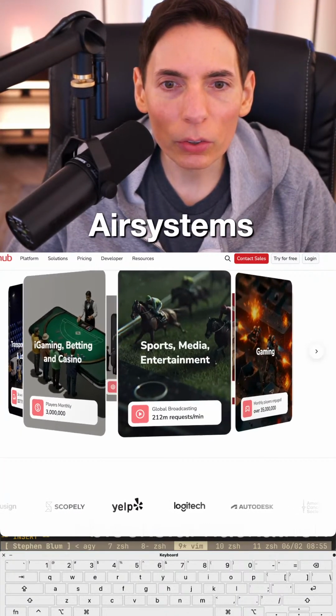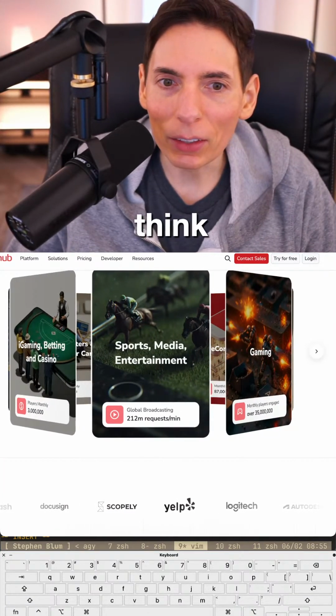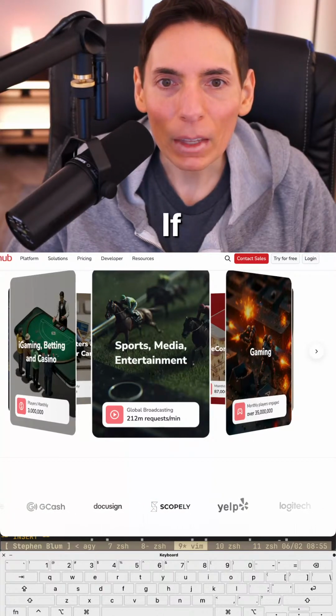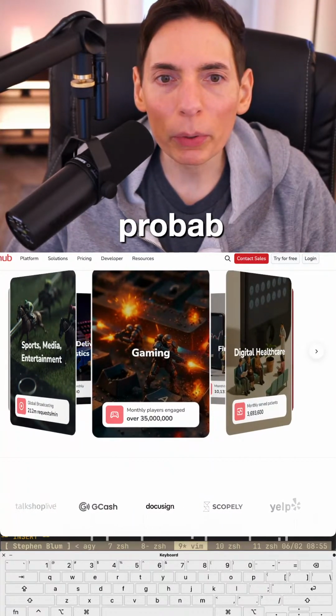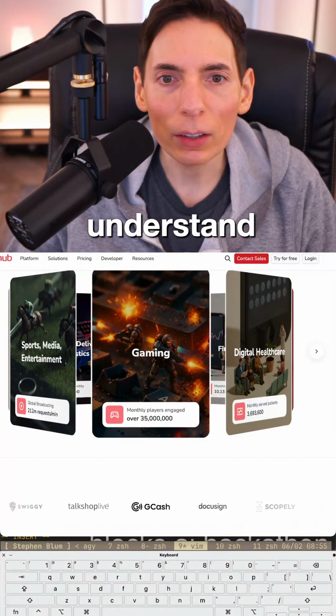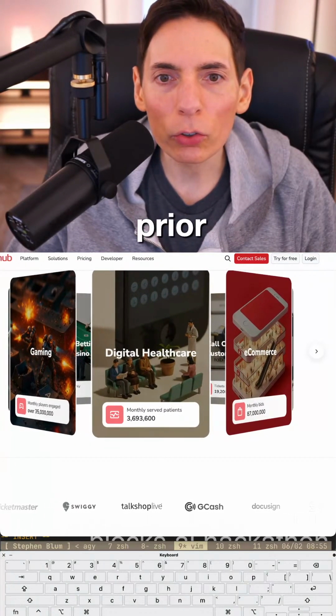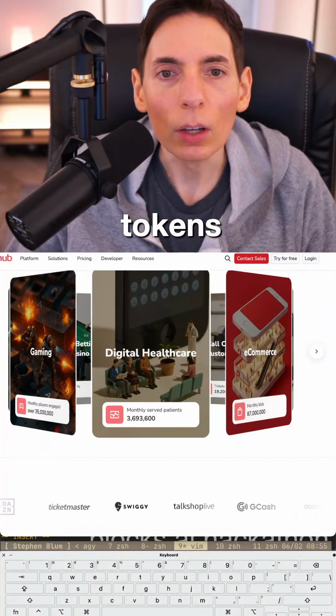AI systems, what to major in? I think so too. Let's see here. Conditional probabilities can be useful to understand how prior tokens affect the current tokens.